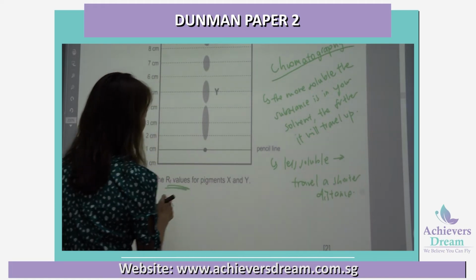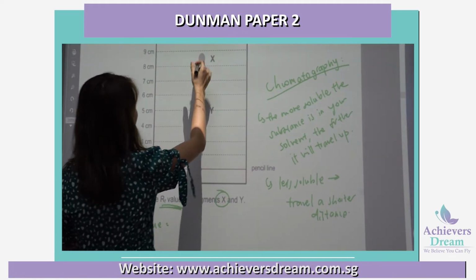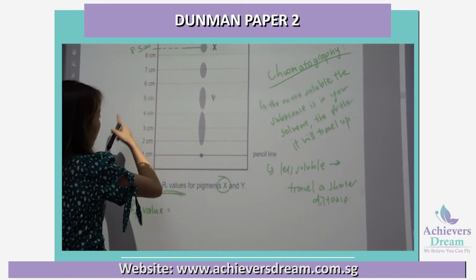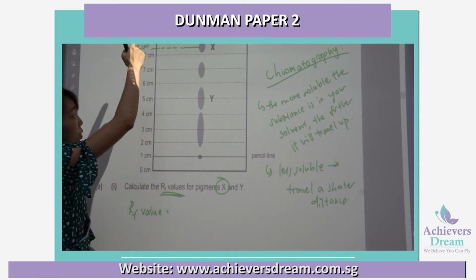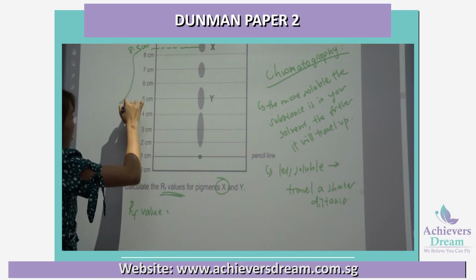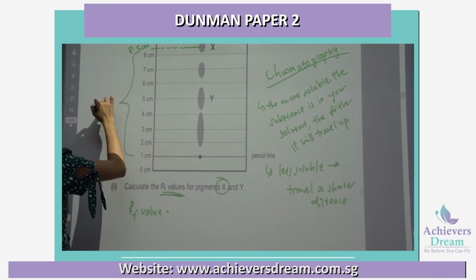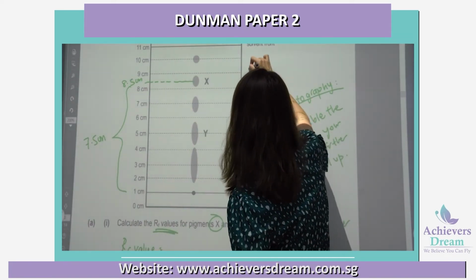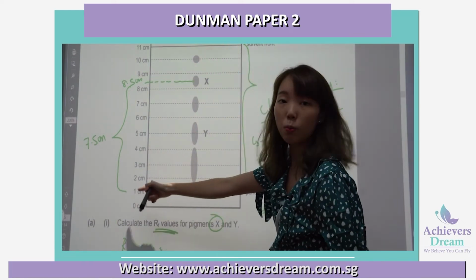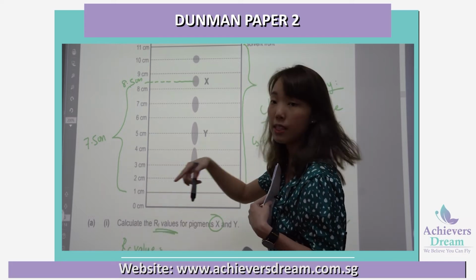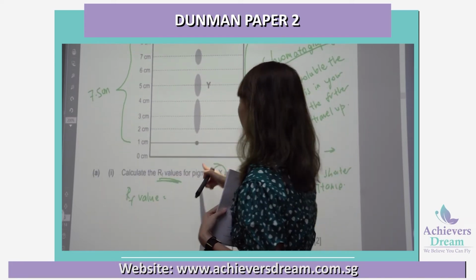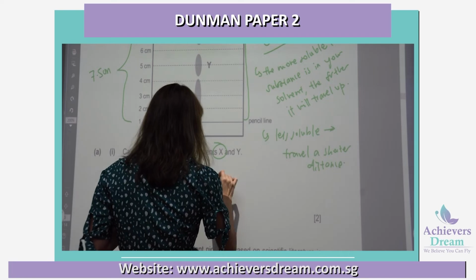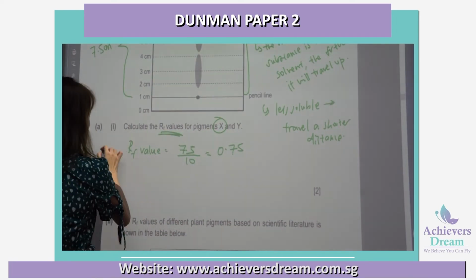Okay, your RF value. Let's look at pigment X first. Pigment X is here. What is the distance that it has travelled? Here is 8.5 cm, correct? What's the distance between the distance travelled by X and your pencil line, your starting line? It is 8.5 minus 1, 7.5 cm. So now we compare it against the distance between your pencil line and your solvent front. Here is 11 cm, here is 1 cm. Don't forget to minus away the 1 cm. Okay, so here is 10 cm. So the RF value for pigment X would be 7.5 over 10, which is 0.75. Okay, so this is for X.